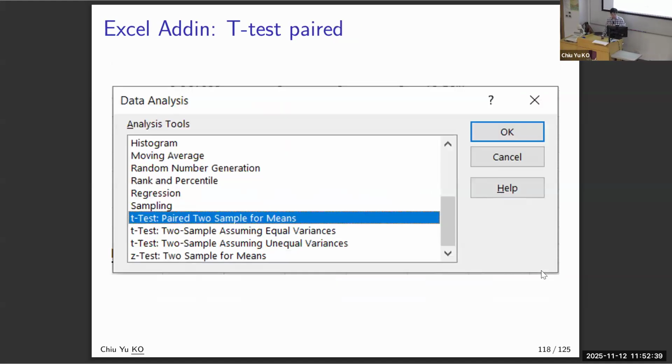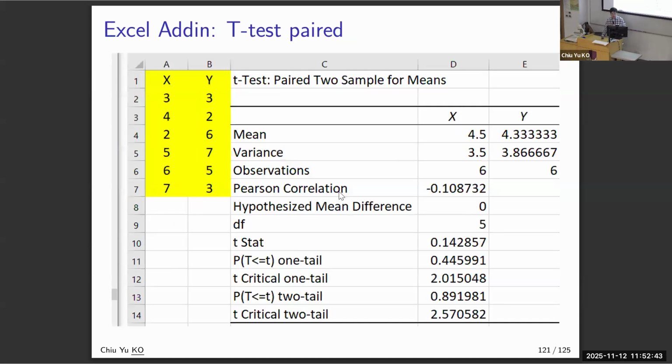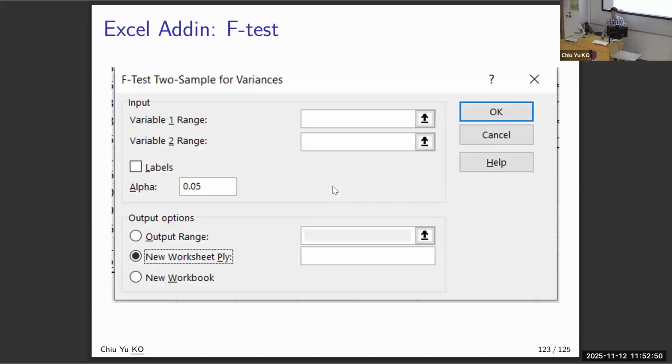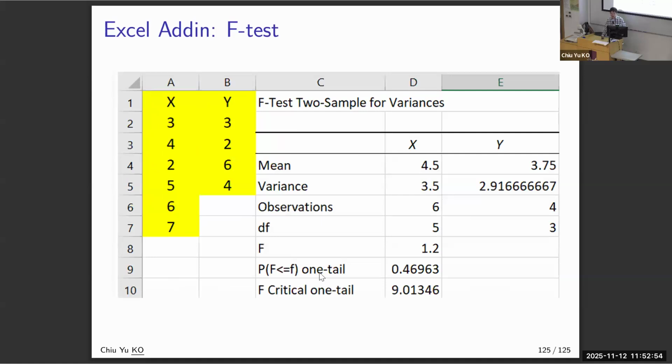And the paired test is the same. You get the pair, and it's the same idea here. And this F test above, you do the same: give it the range and then it gives the output, including the critical value. Same idea. So basically, it does the same thing but just lists out everything very nicely.